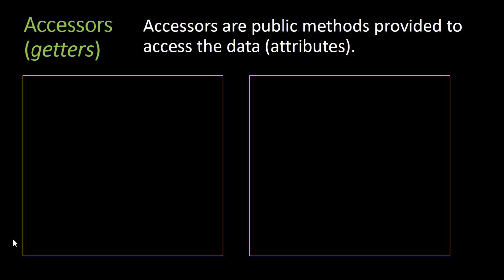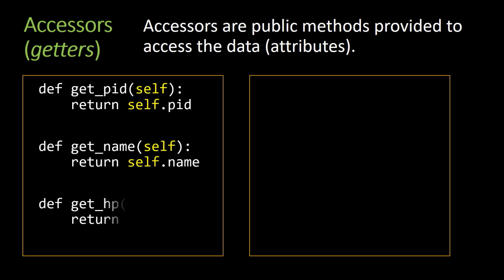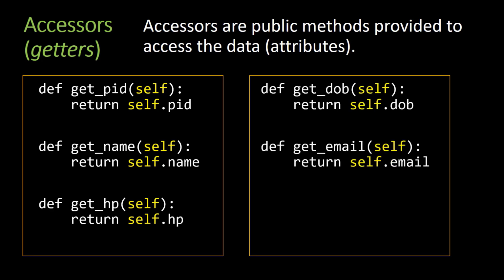Next, we will talk about the accessors. These are commonly known as the getters. Accessors are public methods provided to access the data. So when you want to get the ID, it will return self.pid. When you get the name, it will return self.name, and so on and so forth. You can get the handphone number, date of birth, and the email.